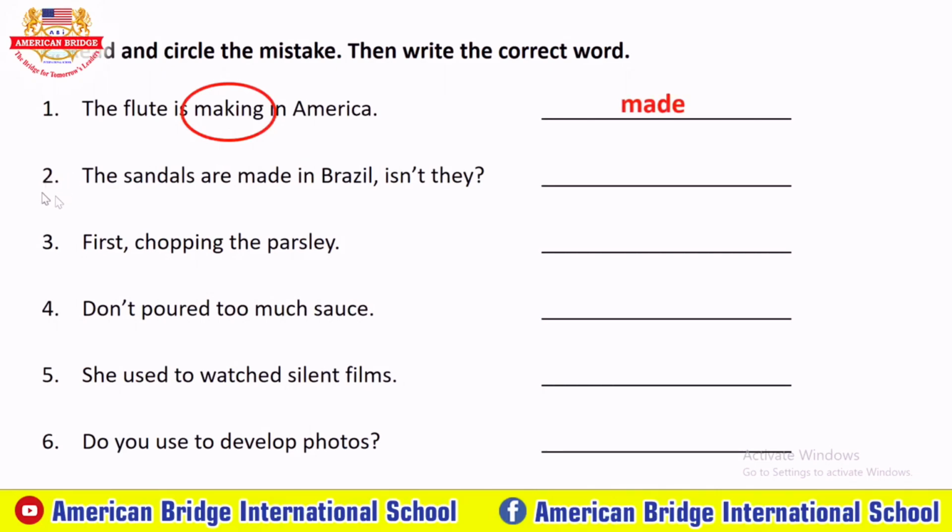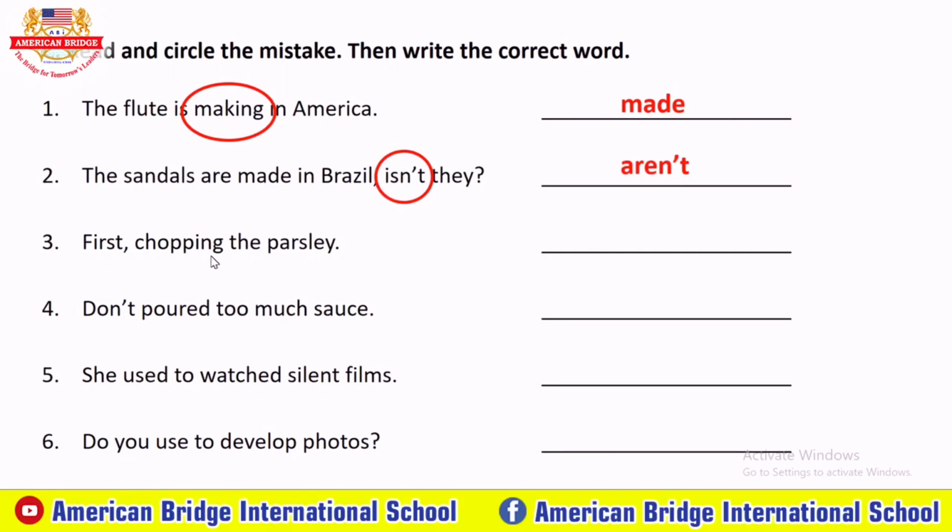Okay, so now let's move to our number two. The sandals are made in Brazil, isn't they? Which one is the mistake? Okay, the mistake is the word isn't. I want you to focus on this word sandals. Actually, sandals is not singular, it is plural, right? So that's why our verb be is not is. It goes to aren't, right? Aren't they, right?